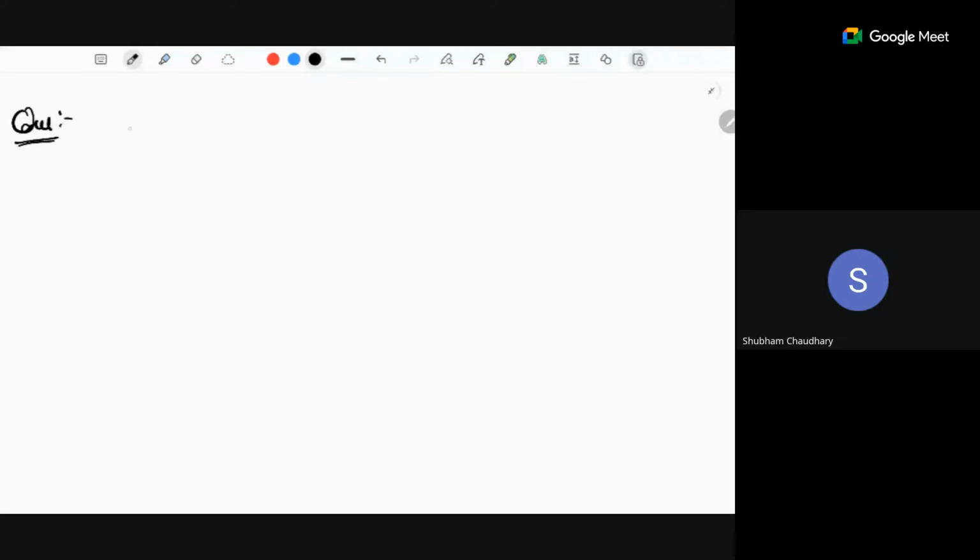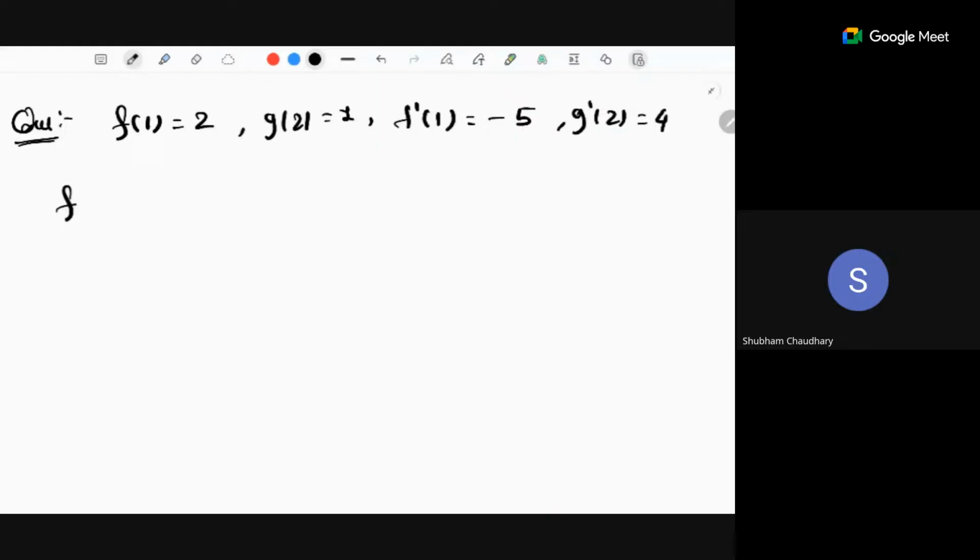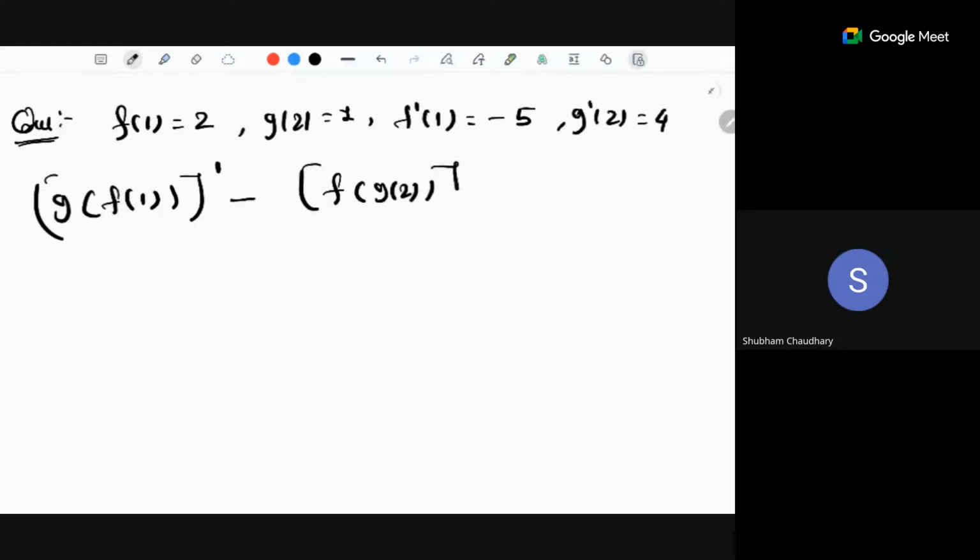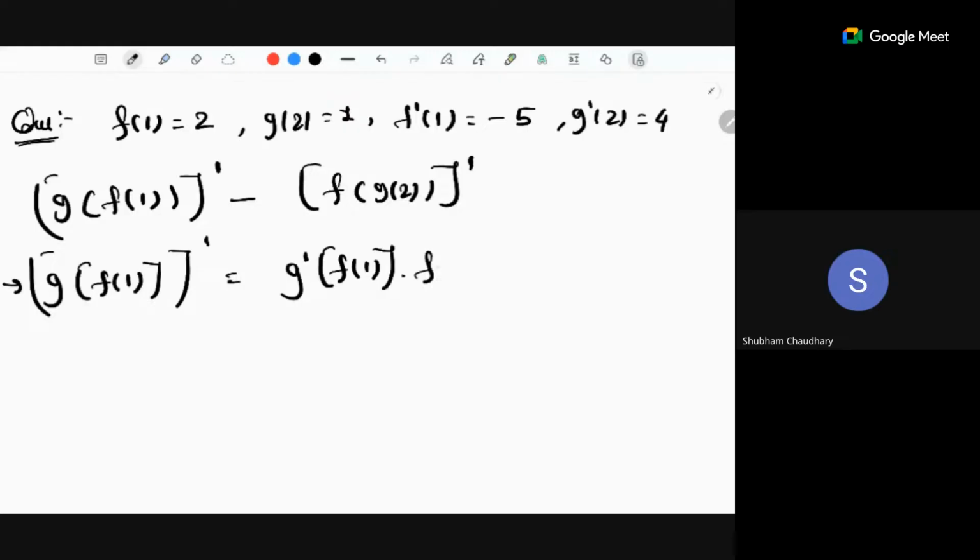Consider two functions f of x and g of x such that f of 1 is equal to 2, g of 2 is equal to 1, f dash of 1 is equal to minus 5, g dash of 2 is equal to 4. Then we have to find the value of the derivative of g of f of 1, minus the derivative of f of g of 2. First, the derivative of g of f of 1, by chain rule, is g dash of f of 1 into f dash of 1. f of 1 is 2, so g dash of 2 into f dash of 1. g dash of 2 is 4 and f dash of 1 is minus 5, so 4 into minus 5 is minus 20. Is that clear so far?